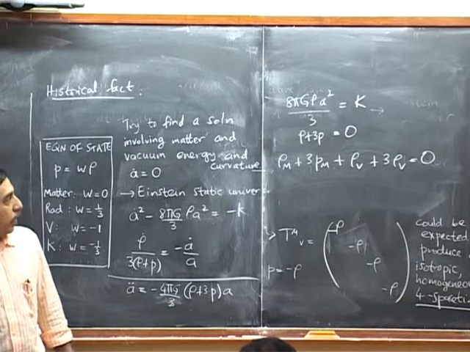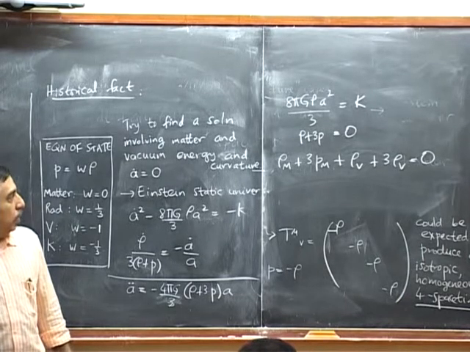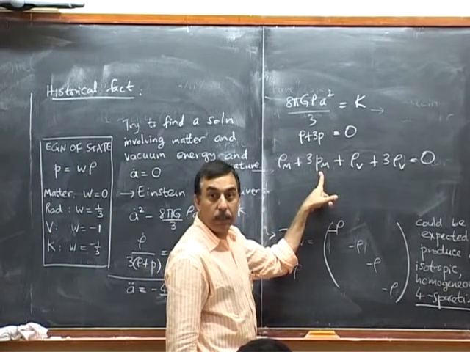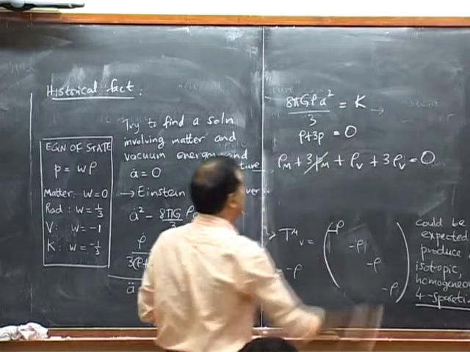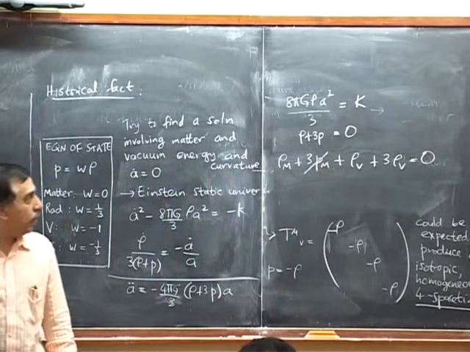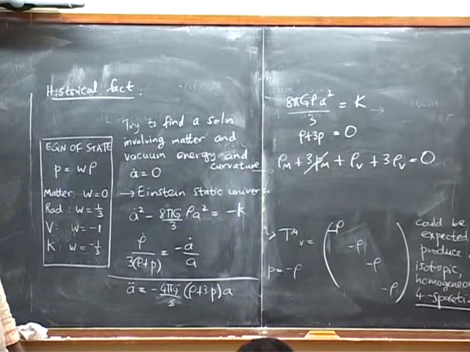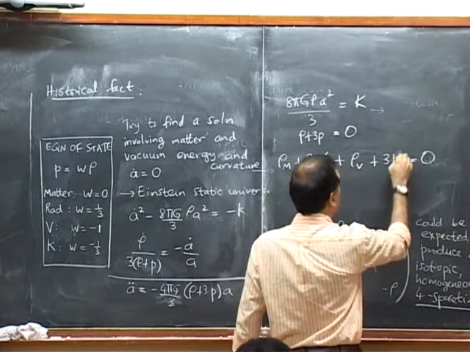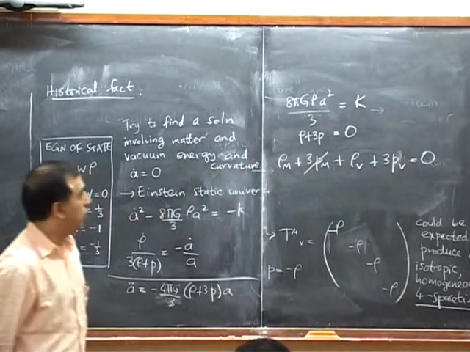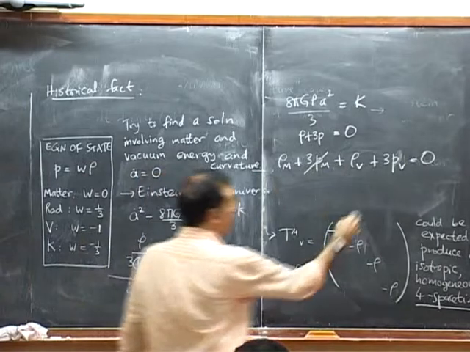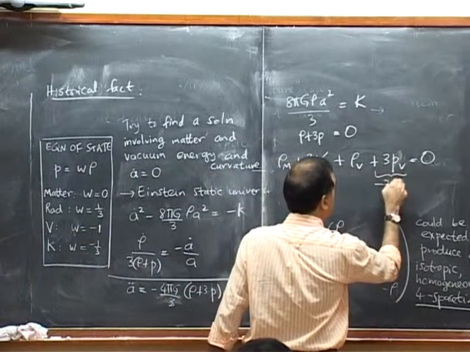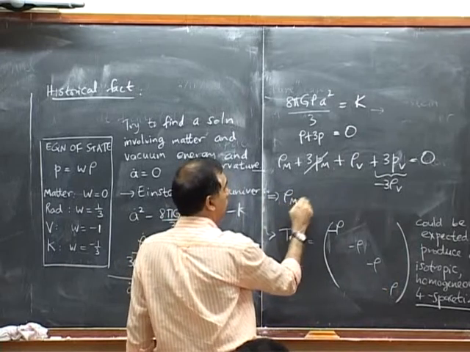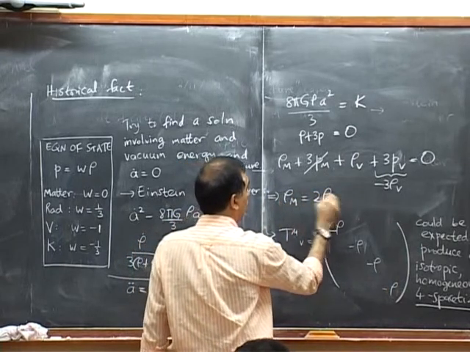Okay. So now what can we say about this? Well, p for matter is 0. Matter means pressureless dust, so that's gone. And what's the relation between rho vacuum and p vacuum? I think I've written something wrong. This is p vacuum. Okay. So p vacuum is minus rho vacuum, so this term is minus 3 rho vacuum. So from this we get that rho matter is twice rho vacuum.